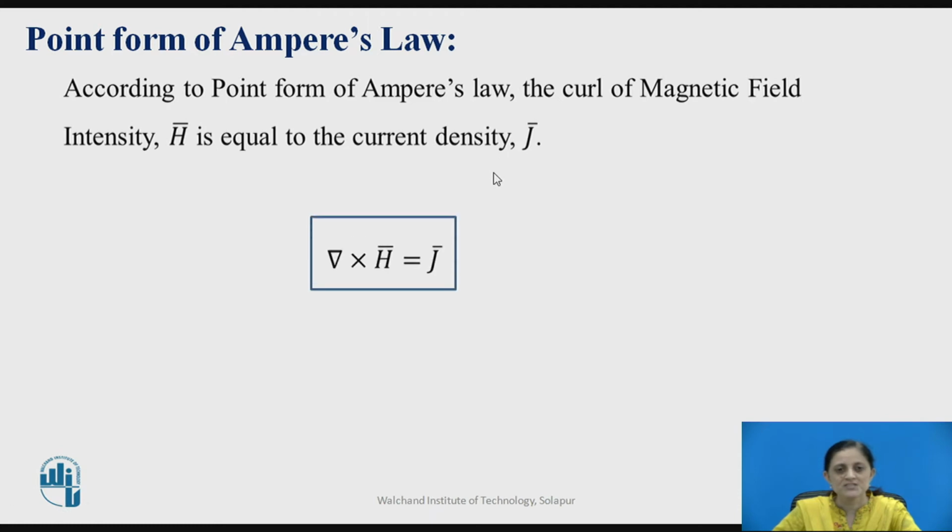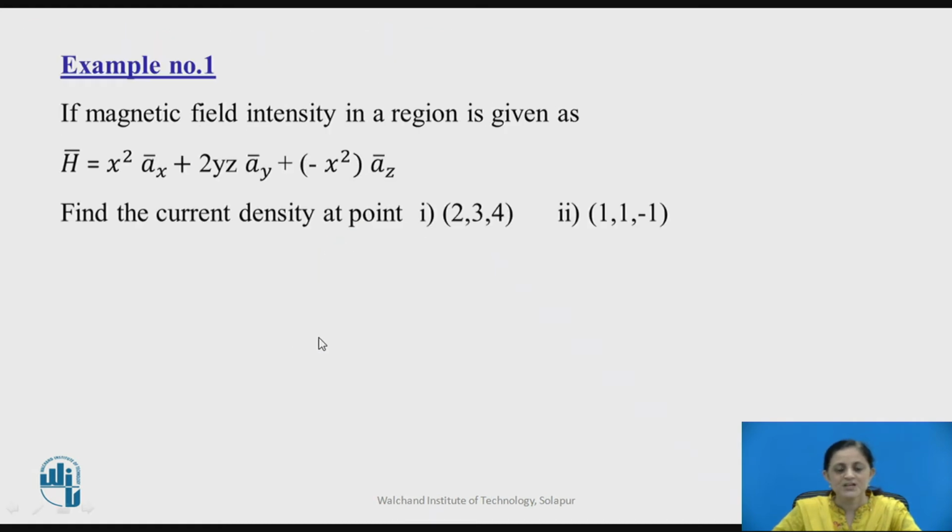So according to this statement, mathematically it can be represented as del cross H bar. So whenever you are taking the cross product with respect to the del to any vector quantity, it is known as the curl operation. Okay, so therefore del cross H bar can be written as equal to J bar, that is current density. This is known as the point form of Ampere's law. Now based on this, let us solve one example.